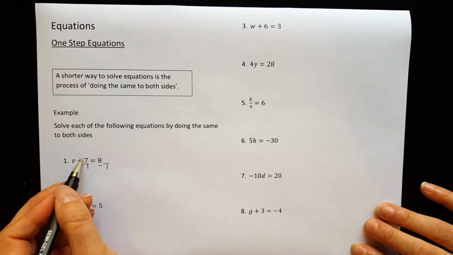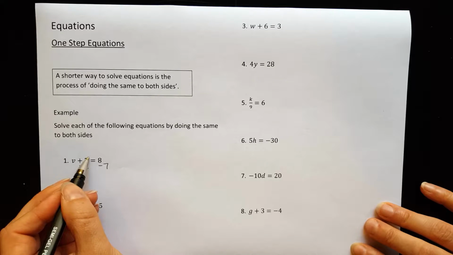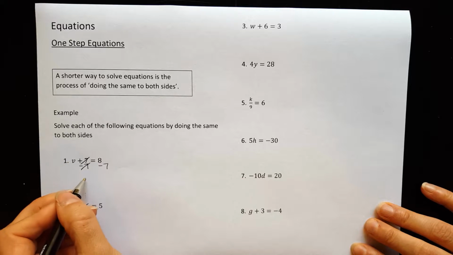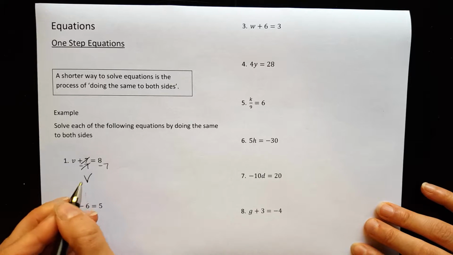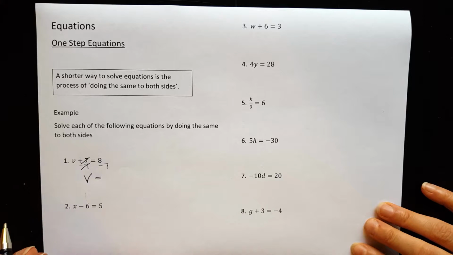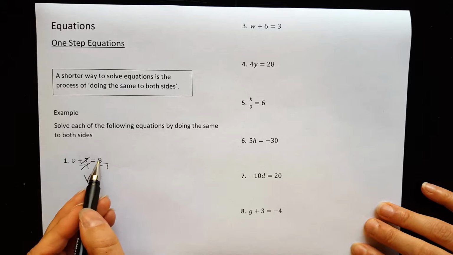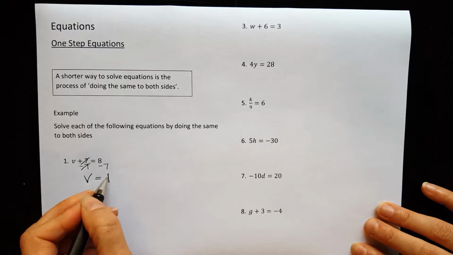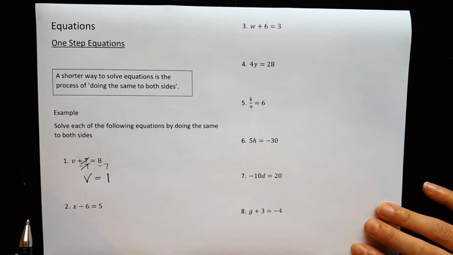So if I have a plus 7 minus 7, they cancel each other out. And all that will be left here on the left-hand side of my equation is a v. And if I work out what this is, 8 minus 7, I get 1, and that is the value of v. v is equal to 1. Okay, and that's it. That's our short method done. Let me show you that again with all these other examples.